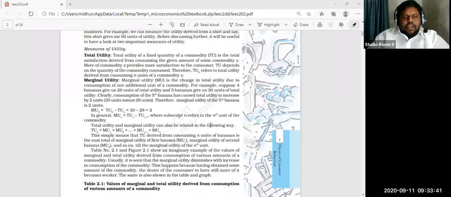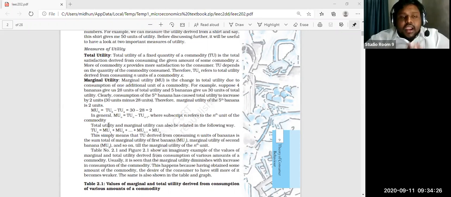Yes, sir. Okay, so in general, the marginal utility of the nth product is equal to total utility of the nth product minus total utility of n minus 1. That is the mathematical calculation we will use to find the marginal utility of the nth product. You can see here the formula: MUn is equal to TUn minus TU(n minus 1). So this is the formula we will use to find the marginal utility of the nth product. I am thinking the idea is clear for you.